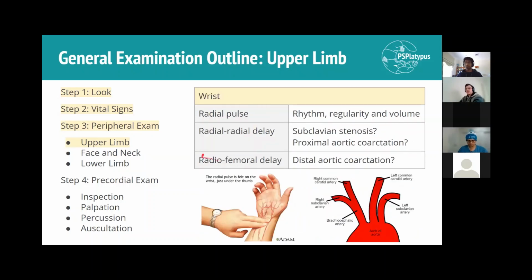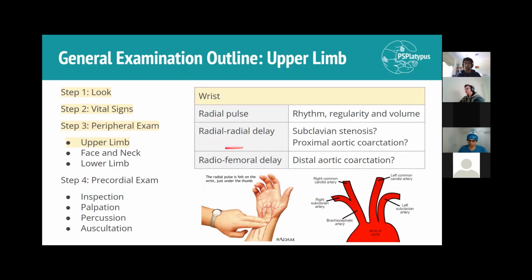Then at the wrist, this is what I mentioned with the vital signs. You want to take the radial pulse and mention things like rhythm, regularity, the volume. You want to think about radial delay and radiofemoral delay. Now, this harks back a little bit to the anatomy of the aortic arch, and some of the reasons why these occur should be apparent to you now that you have some knowledge of the aortic arch and what it looks like.